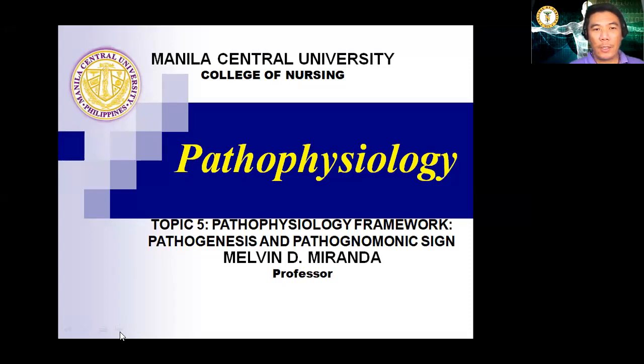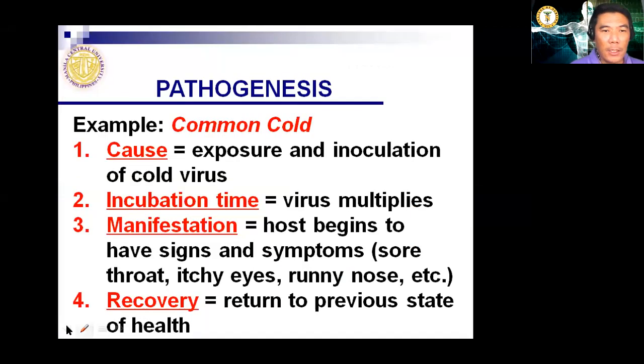Now, let us start with the discussion of what pathogenesis is. When it comes to the pathogenesis, this is considered similar to the concepts of chain of infection and periods of diseases. It is similar in how it utilizes various concepts such as cause, incubation time, manifestations, and at the same time, recovery. So these are the four concepts under the pathogenesis.